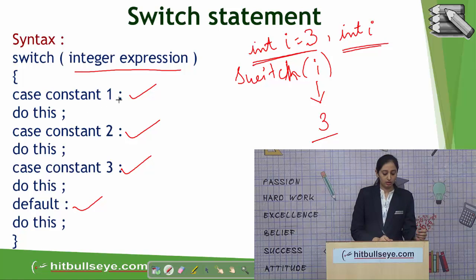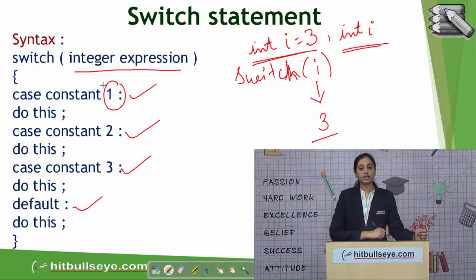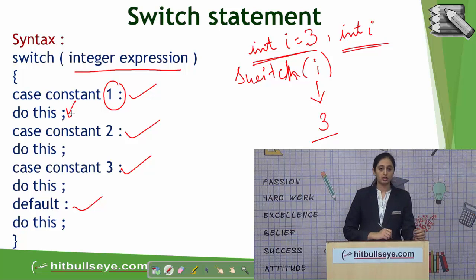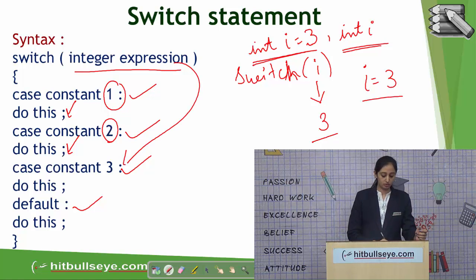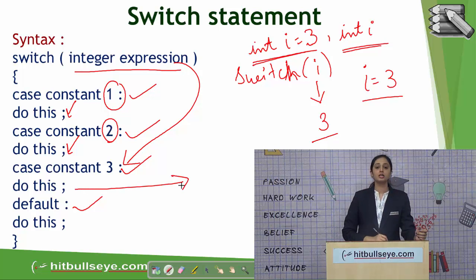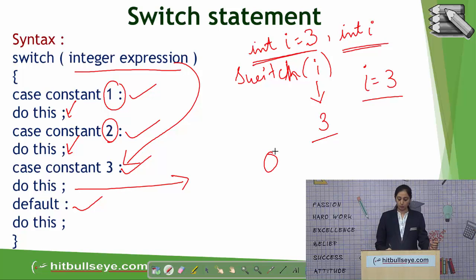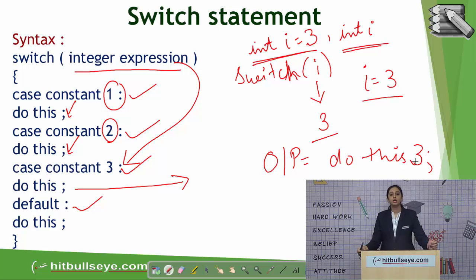So if the value of i matches with case constant 1, it will execute this instruction. If the value matches with case constant 2, then it will execute that instruction, right? Here the value of i is equal to 3, so it will directly go to case constant 3 and execute this set of instructions. So the output will be, let's say, do this 3, because it contains the case value of 3.